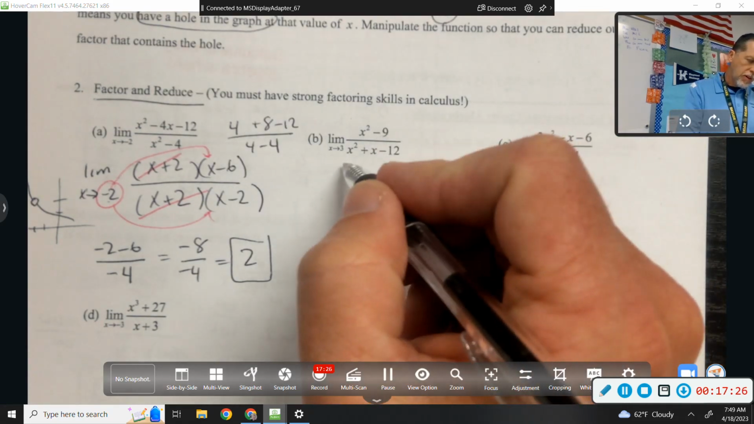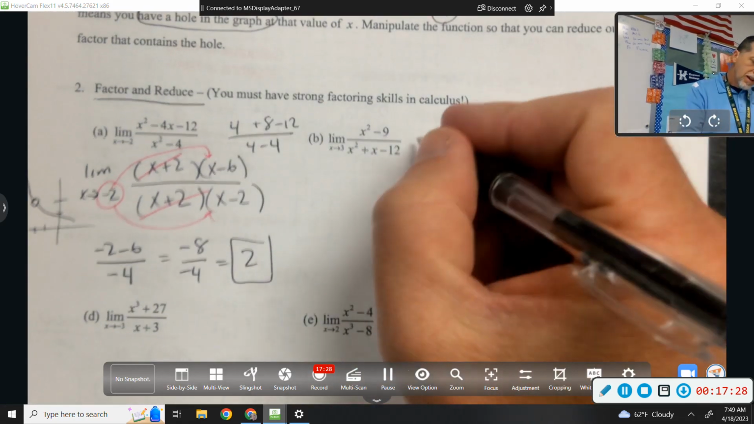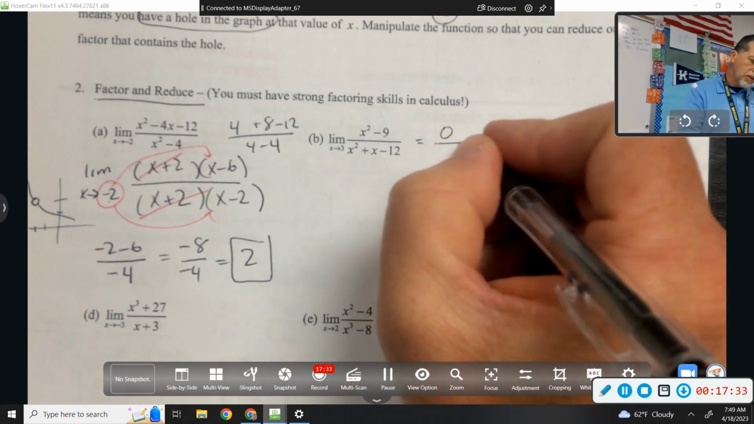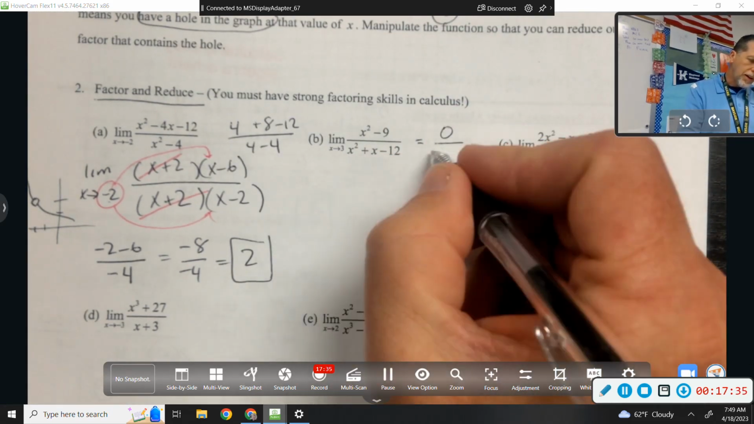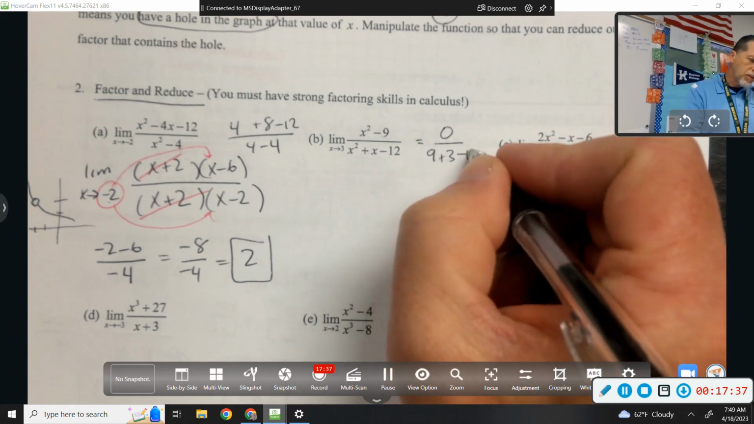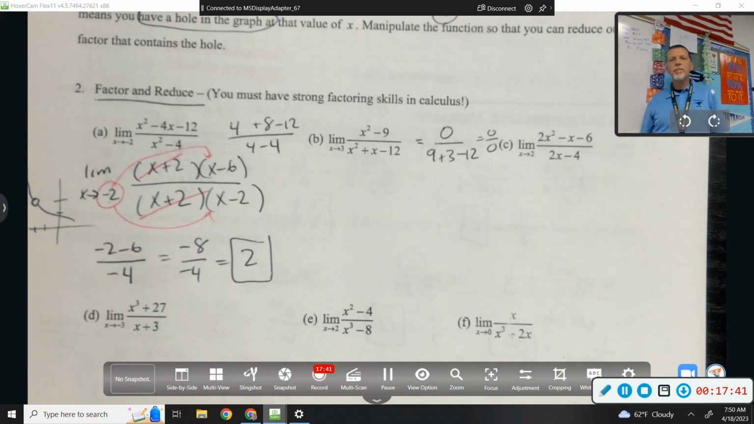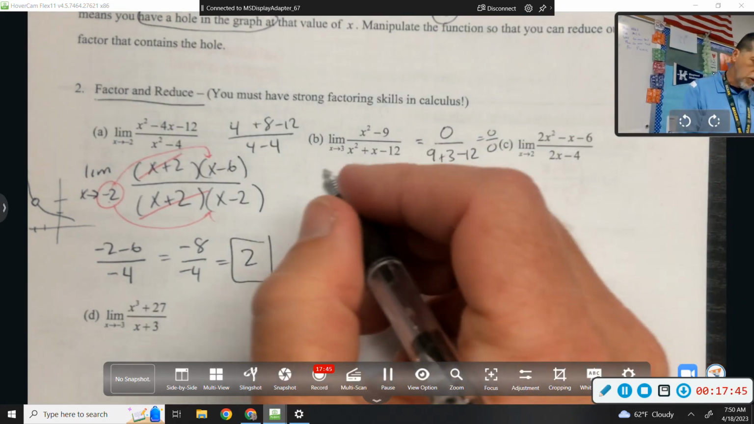Part B, or example B. If we plug in 3, 9 minus 9 is 0. And then in the bottom, 9 plus 3 minus 12, 0 over 0. That doesn't work. That's indeterminate. So let's factor.